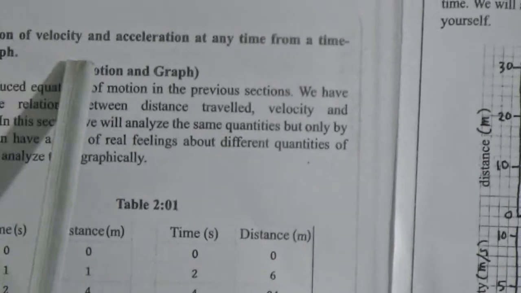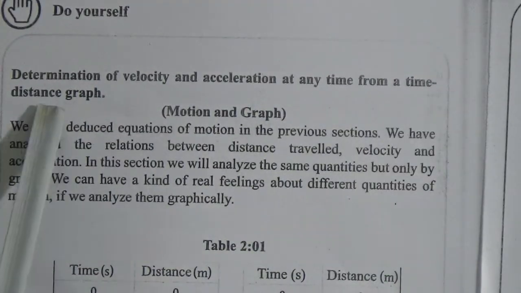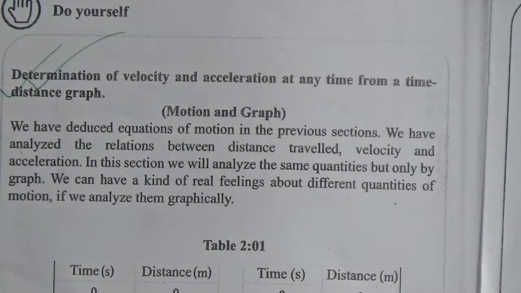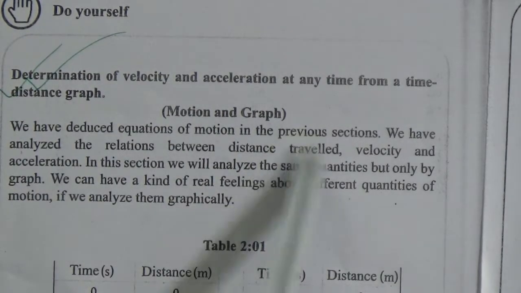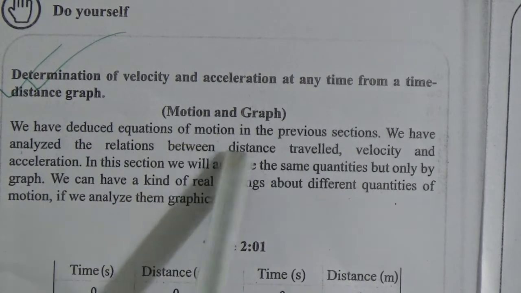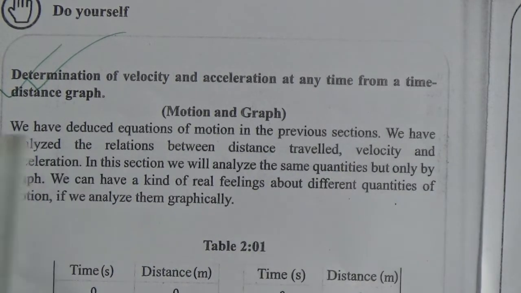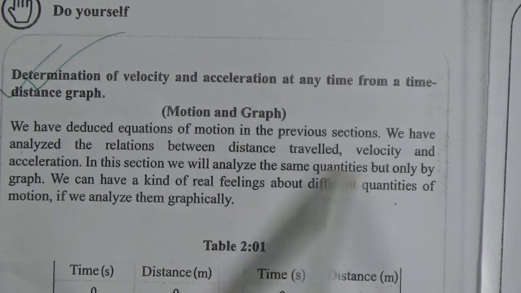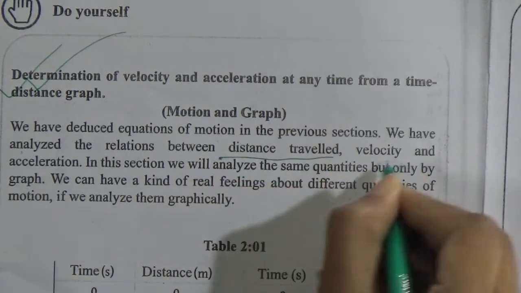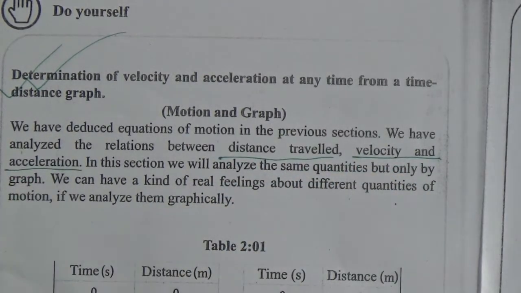This topic is important. This is our graph and determination of velocity and acceleration at any time for a time-distance graph. This graph part is very important. Motion and graph. We have deduced equations of motion. In the previous sections, we analyzed the relation between distance travelled, velocity and acceleration. In this section, we will analyze the same quantities but only by graph. We can have a kind of real feeling about different quantities of motion if we analyze them graphically.